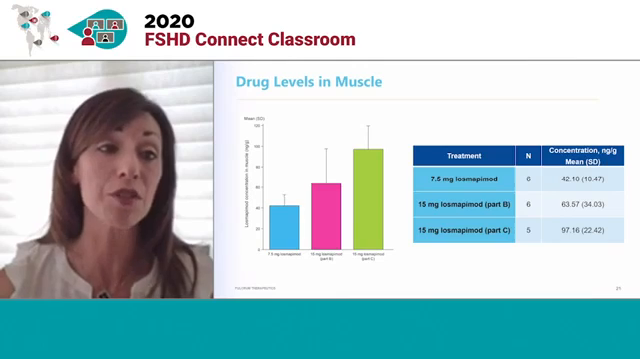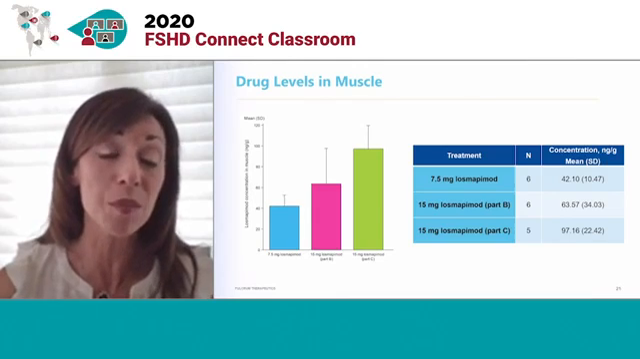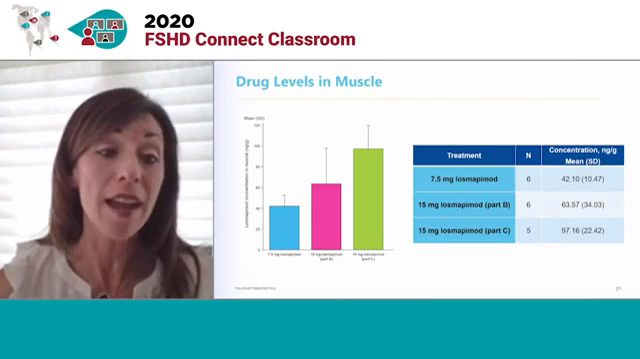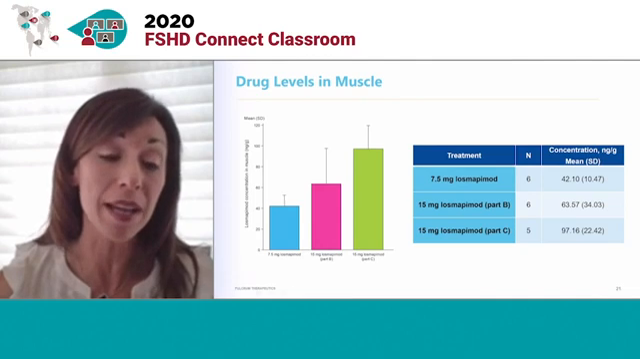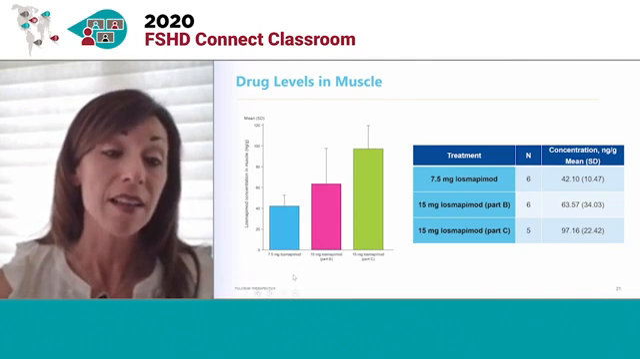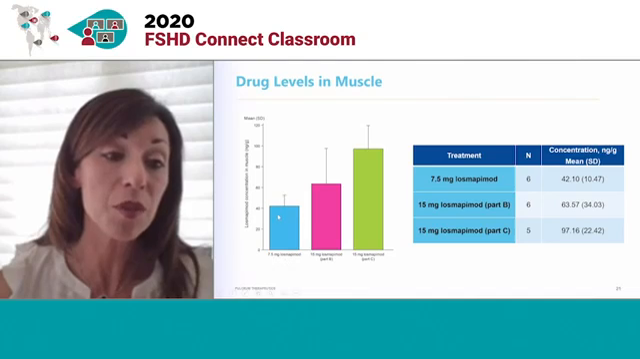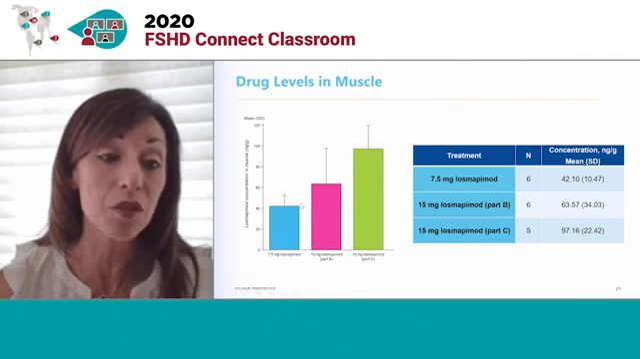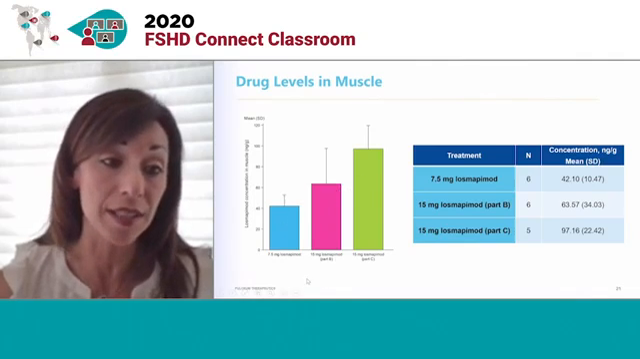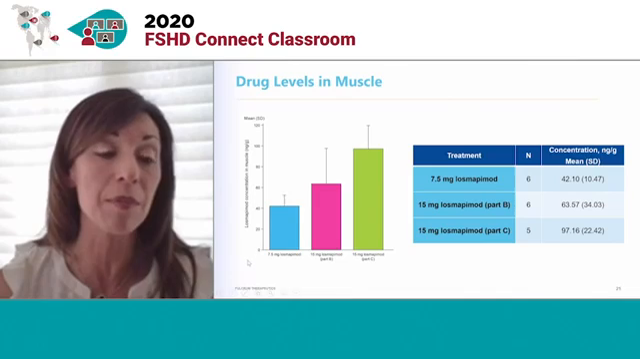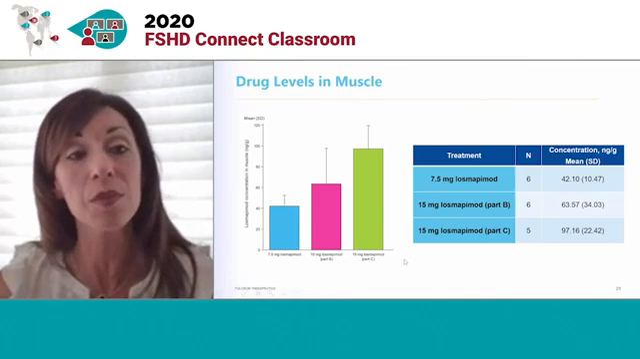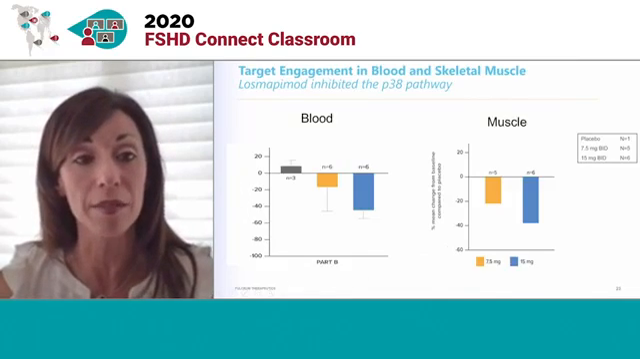We were also able to detect drug levels in muscle and similarly in blood, and these drug levels were dose dependent, meaning that at 7.5 milligrams of losmapimod, represented here in blue, we see less drug, and we see greater amounts of drug at higher doses. Here on the x-axis is the dose of losmapimod, and on the y-axis is the losmapimod concentration in muscle, and this was similar in both muscle and blood.